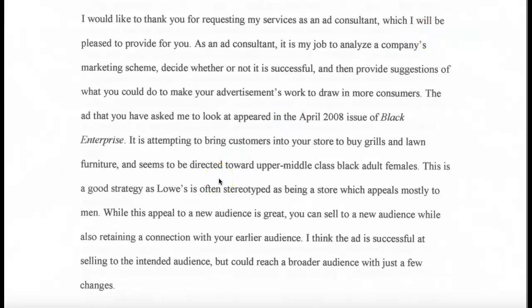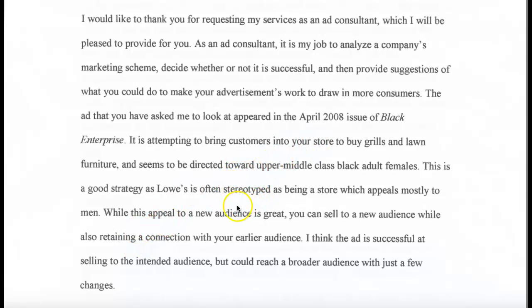When you get to the end of it, you can also give a little more context, specifically what ad you'll be writing about, and an indication of your thesis. So for instance, the ad that you've asked me to look at appeared in the April 2008 issue of Black Enterprise. It is attempting to bring customers into your store to buy grills and lawn furniture. That gives some context, what specific ad they're referring to.